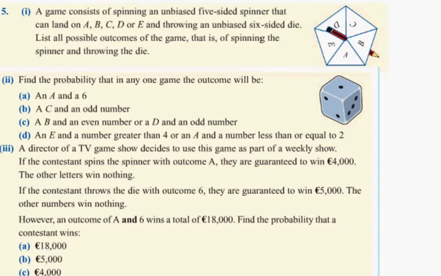Okay, question 5. El Gigante. The big one, in Spanish. Now, a game consists of spinning a 5-sided spinner which lands on a letter, and then you throw a die which lands on a number. There are 5 outcomes here, there are 6 outcomes here. This makes a grand total of 30 outcomes. Find the probability that you get an A and a 6. 1 out of 30.